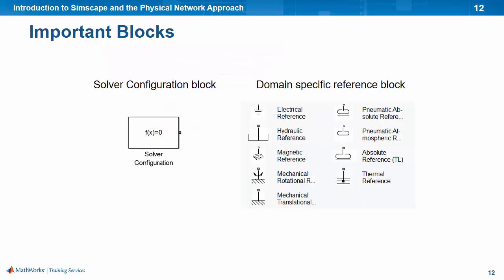We also talked about essential Simscape blocks. Every physical network in a Simscape model should have a solver configuration block. These are used to set the solver parameters per network. Note that a Simscape model may have more than one physical network and hence more than one solver configuration block.